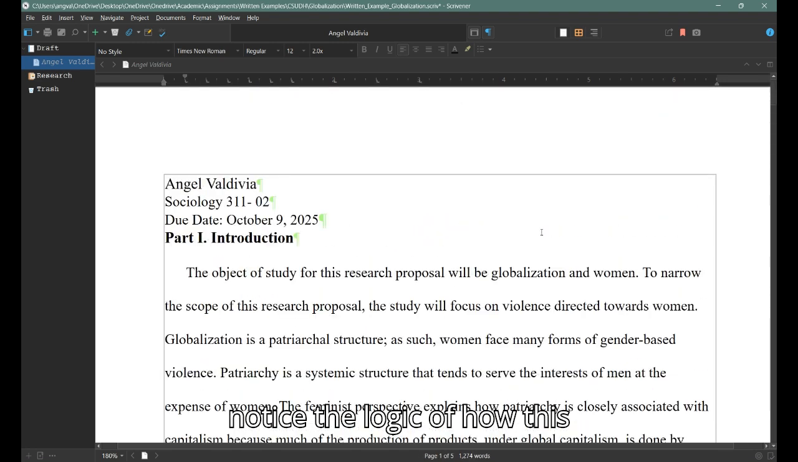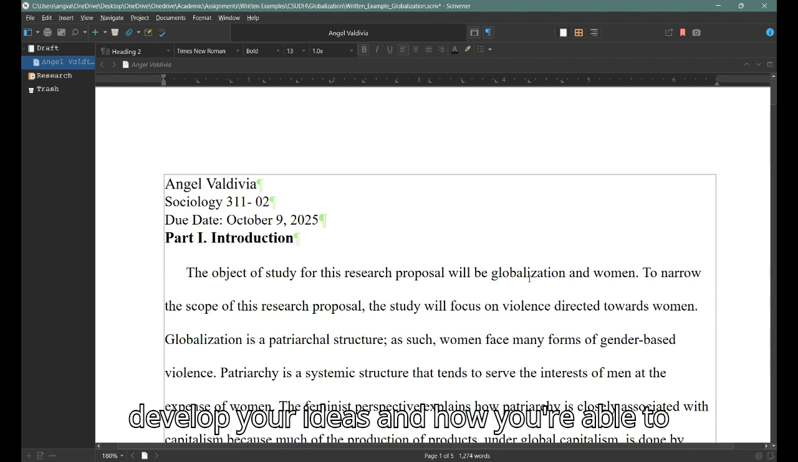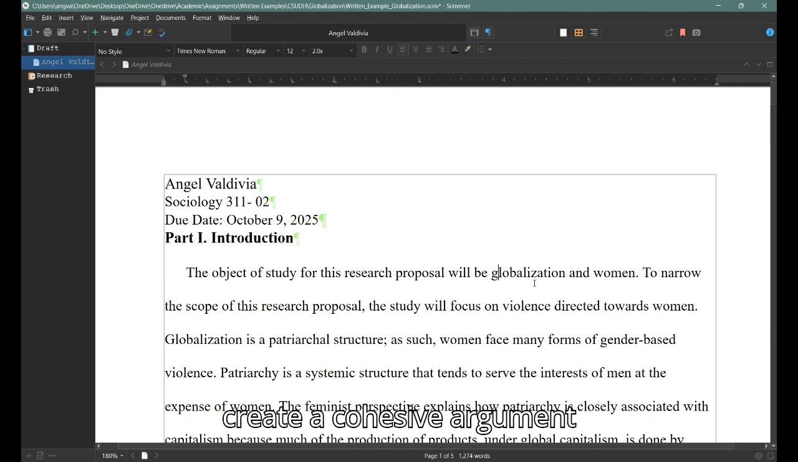But do you notice the logic of how this essay structure and format helps you develop your ideas and how it is able to create a cohesive argument focusing on one issue, but looking at the different dimensions of that one issue? You notice that I develop one set of ideas about one issue or topic, and then once I'm done with that, I go to the next issue. And then I develop those ideas.